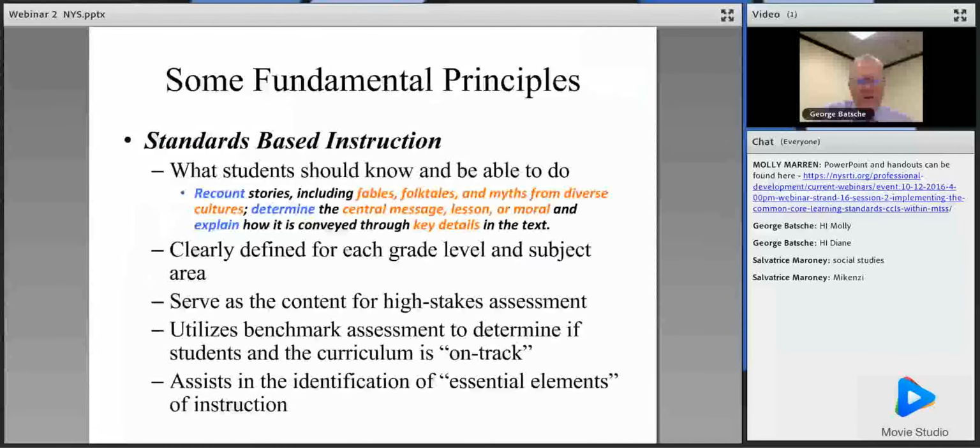I want you to, you have a handout on unpacking the standards. So if you could pull that up, download it if you haven't already. Let's look at standards-based instruction and see how this all relates to integrating academics and behavior. So here's the standard that we've been talking about. Third grade standard: recount stories including fables, folktales, etc. Determine the central message and explain how it is conveyed through key details.